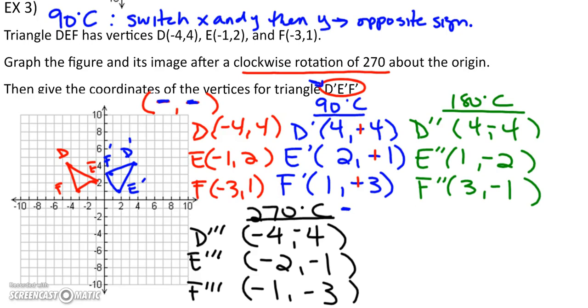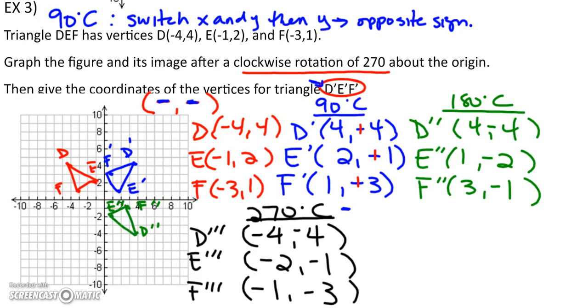Now I need to plot my green points, which represent 180 degrees. So to the right 4 and down 4, D double prime. Back to the origin, to the right 1, down 2, E double prime. And to the right 3 and down 1 is F double prime. So here's my new triangle.